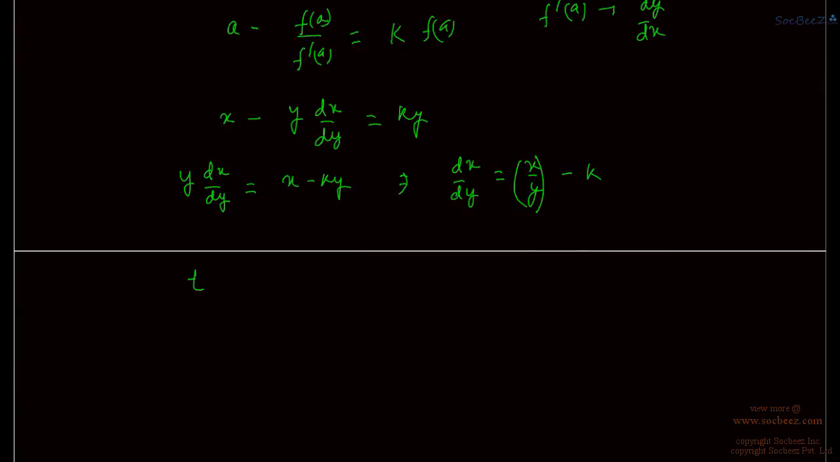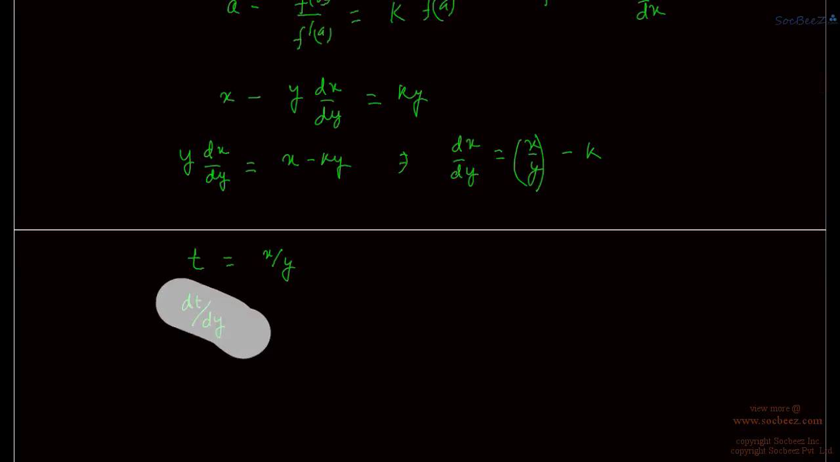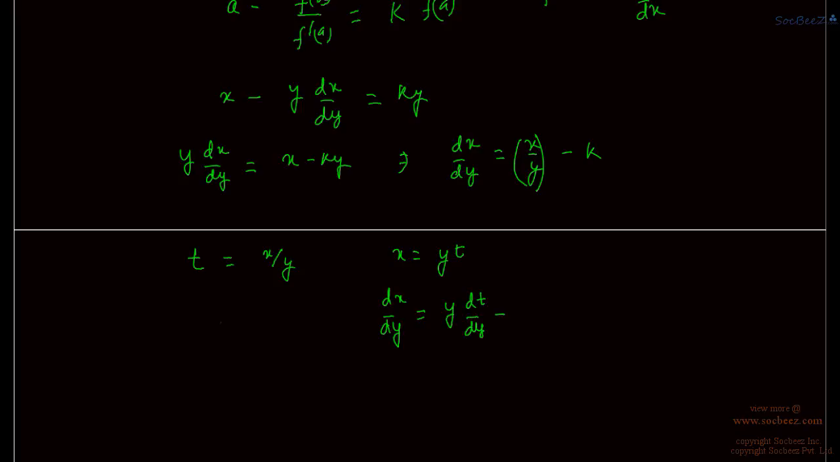So if we substitute t is equal to x upon y, then we can write x is equal to yt, and dx upon dy can be written as y into dt upon dy plus t. Okay, so y into dt upon dy plus t is equal to t minus k.